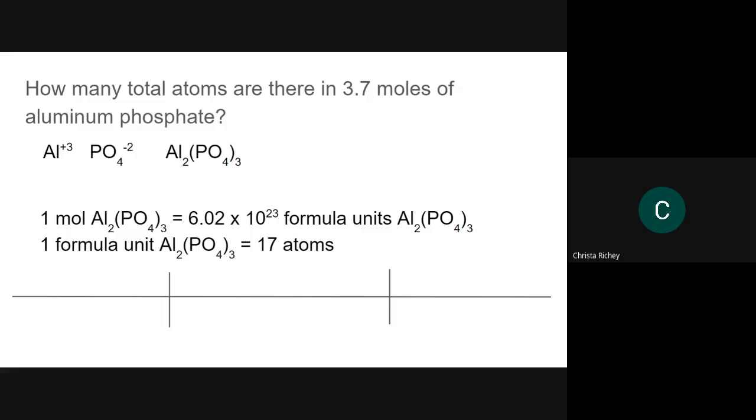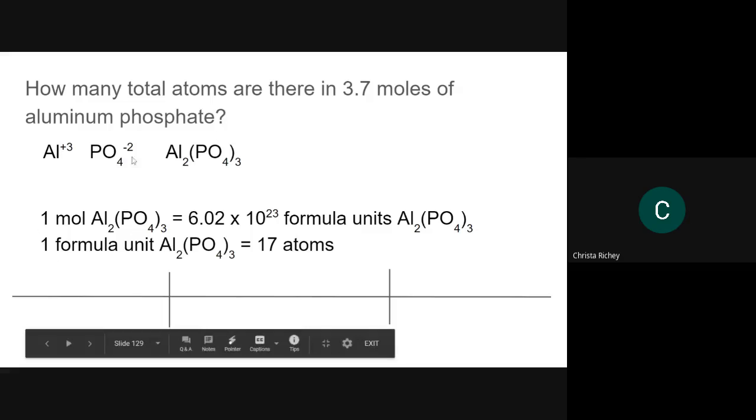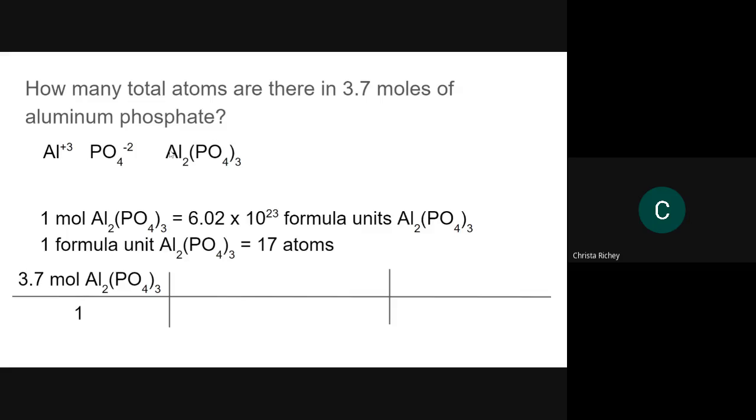So, what am I starting with in that problem? 3.7 moles of, and this is the formula for aluminum phosphate. I'm going to put it over 1. I personally don't put anything in that first bottom block, but I've learned that for some reason that confuses you. So just put it over 1. I don't want to be in moles of aluminum phosphate, so I'm going to bring that down. And I'm going to look at my 2 conversion factors. And I'm going to find the moles of aluminum phosphate, which is right here.